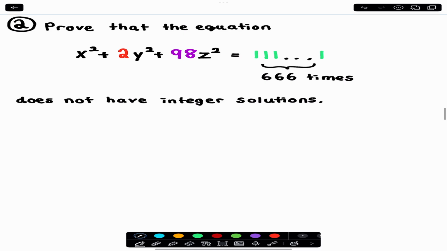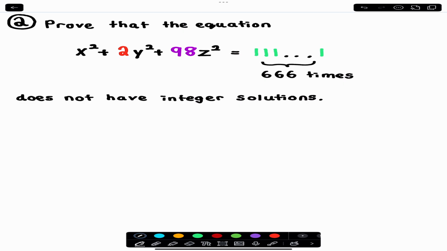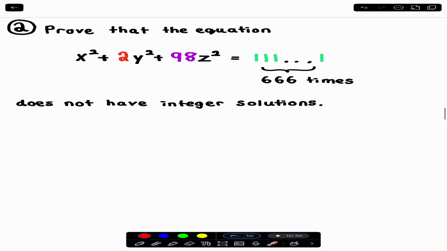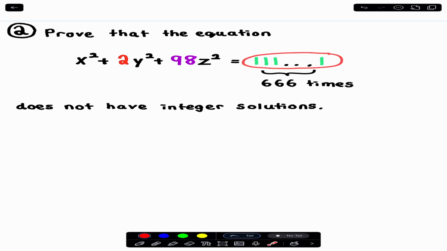So instead of proving divisibility, sometimes we can prove that certain equations do not have any integer solutions. So in this problem, we're asked to prove that this equation with this number of crazy ones, the devil's repunit, 666 copies of 1, does not have integer solutions. And we can tell that this is a repunit problem because we have a bunch of 1s repeating. So maybe we can use some strategies for repunits to solve this.